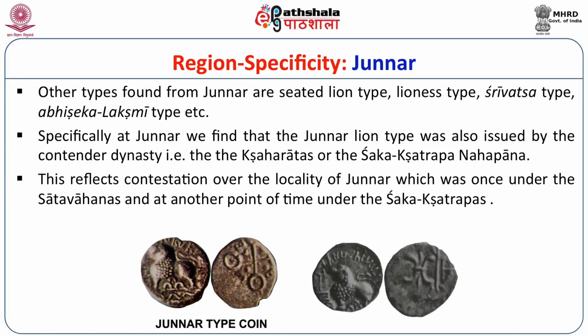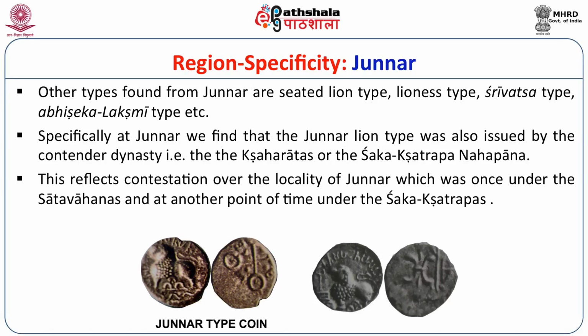So we are sure that this was issued by the Satavahanas. But on the coin to your right you have a similar lion, but on the reverse you have the Shaharata symbol, which was used by the dynasty Shaharata, to which Nahapana belonged. So you have a thunderbolt symbol and an arrow symbol on the reverse. This reverse device immediately helps us to connect that the Junnar type was also issued by the Shakas, the western Kshatrapas, that is the Shaharatas.